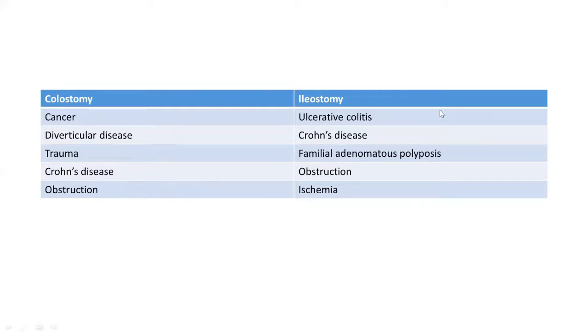Ileostomy is usually used in patients with ulcerative colitis, also in case of Crohn disease, obstruction, ischemia of the intestine. For example, in patients with total ulcerative colitis, the whole large intestine is removed during the operation, and we will form the ileostomy for passing the intestinal contents.